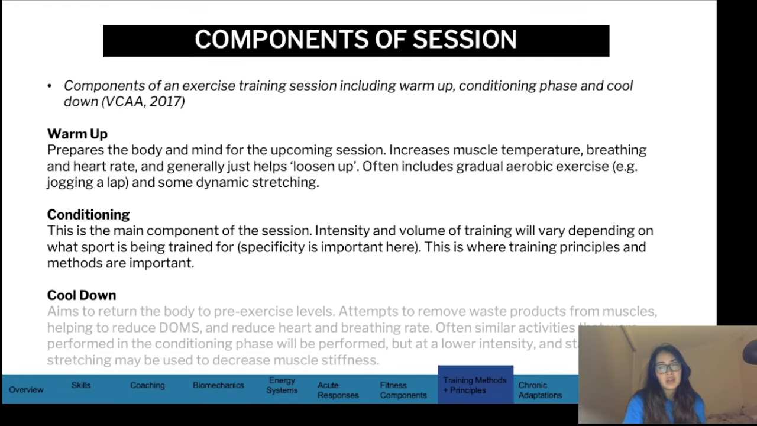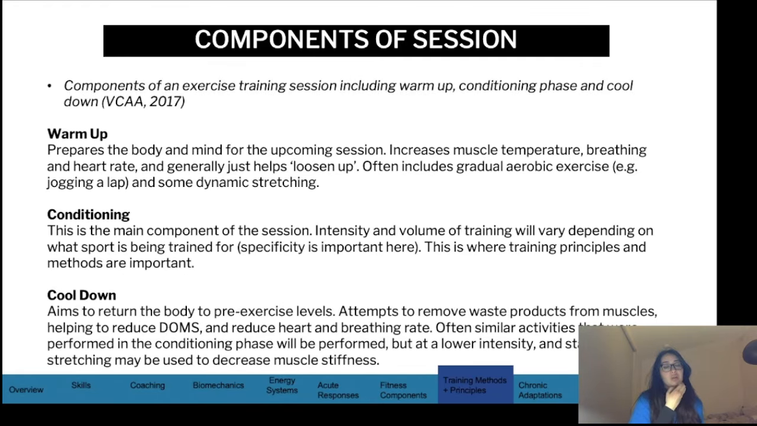We've got 3 components of a training session: warm-up, conditioning, and cool-down. Warm-up is often getting the body hyped up, so increasing muscle temperature, breathing, and heart rate, as well as dynamic stretching, whereas cool-down is static stretching. And returning the body back to pre-exercise levels, like getting rid of those wastes, reducing delayed onset muscle soreness. And conditioning is the main part of the session.